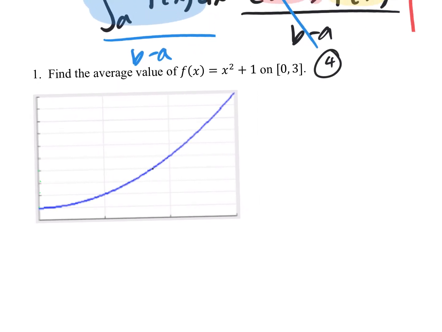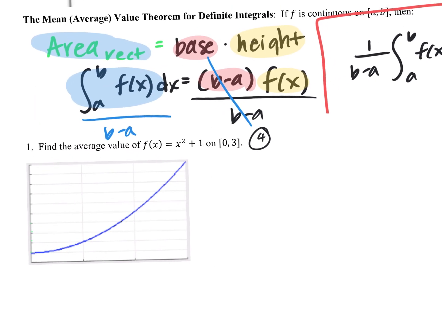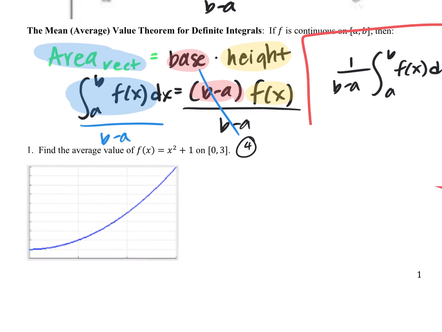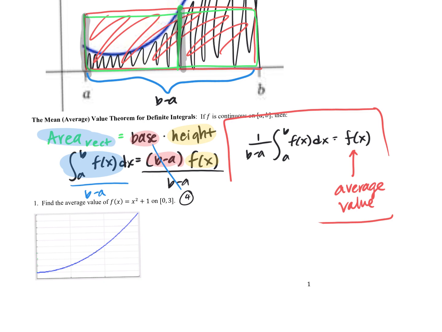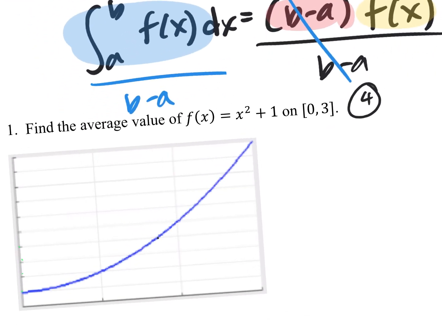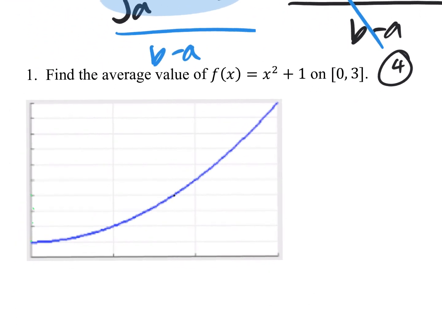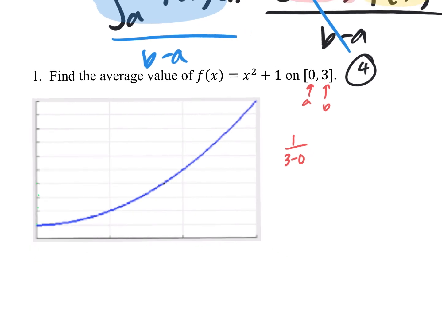To find average value one more time, it's always 1 over b minus a. Where do you think we're going to get that b and a based on this picture? 3 and 0 are my b and my a. Anytime they give you an interval, we have a and b. So we're going to say 1 over b minus a, which is 3 minus 0, or just 1/3. Then the integral of the antiderivative.